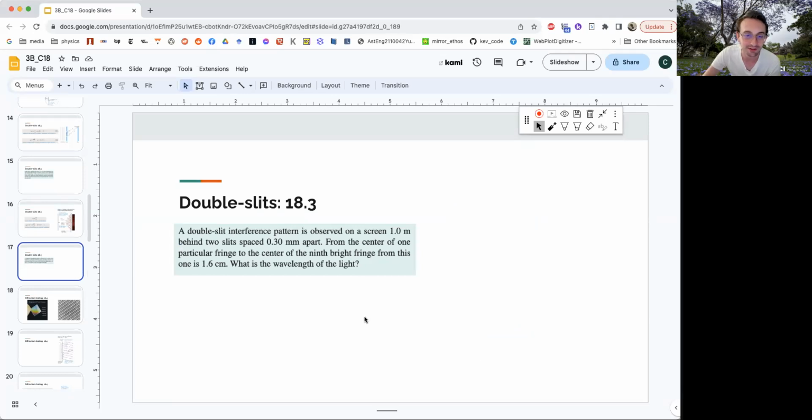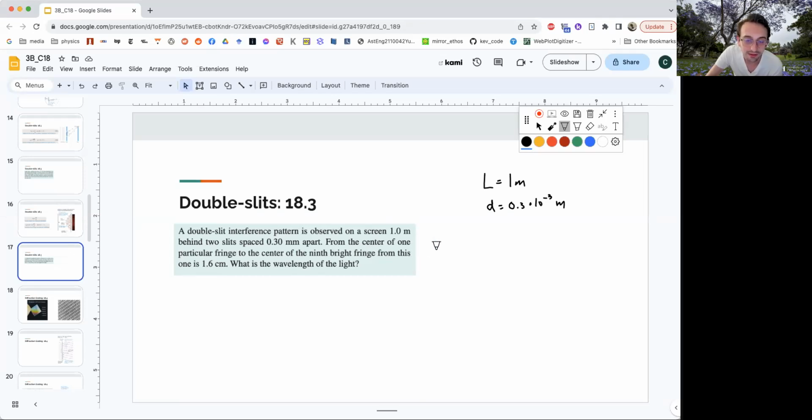So we have a double slit interference pattern observed on a screen 1 meter away. So they immediately tell us that L is 1 meter. The two slits are spaced 0.3 millimeters apart, so the little d is 0.3 times 10 to the minus 3 meters. From the center of one fringe to the center of the 9th bright fringe from this one is 1.6 centimeters. What is the wavelength of light?